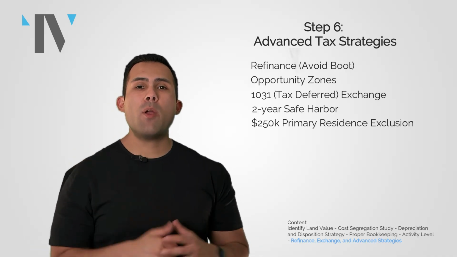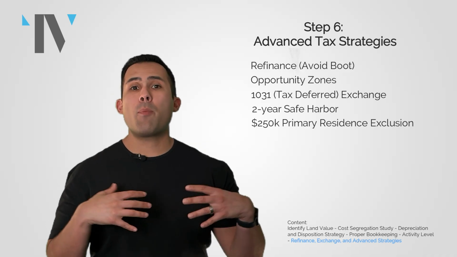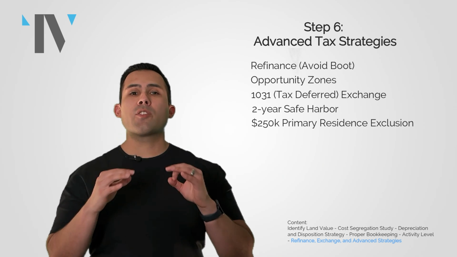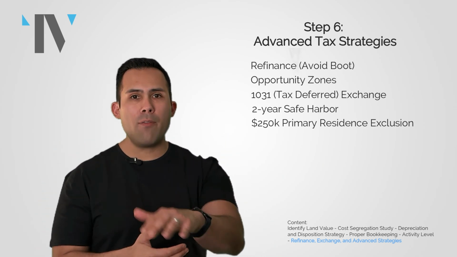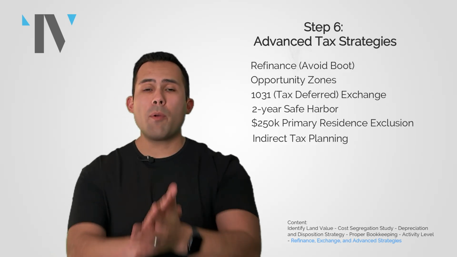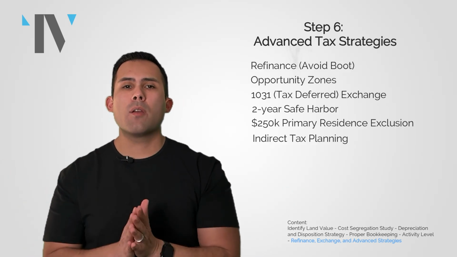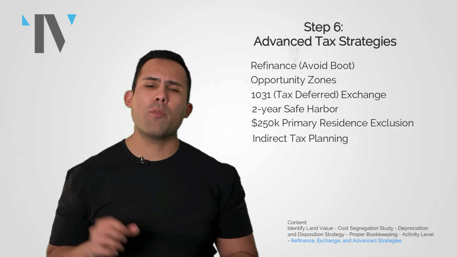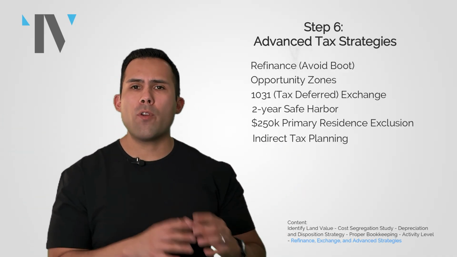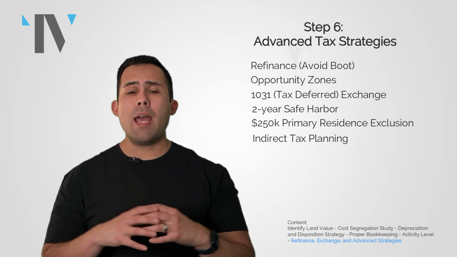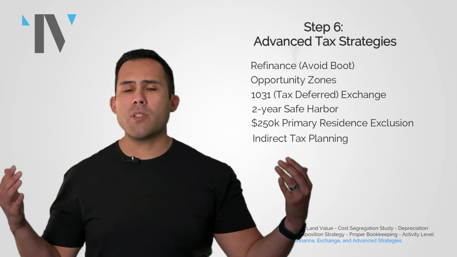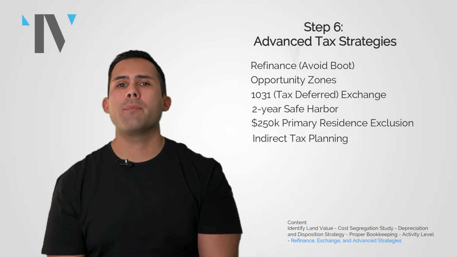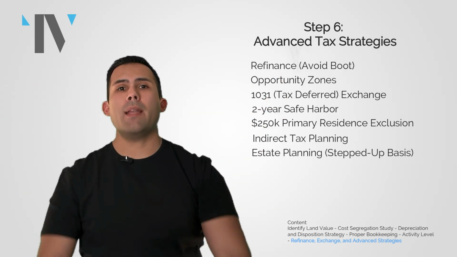Number four, the primary residence exclusion. If a property was your primary residence for 2 out of the last 5 years, you can exclude up to $250K, or $500K if you're married. Number five, indirect tax planning. Coordinate your real estate strategies with other strategies like losses from businesses or carryovers or capital losses. Any of these strategies, and the list goes on, can be combined with your real estate in order to have a good outcome. Number six, estate planning.